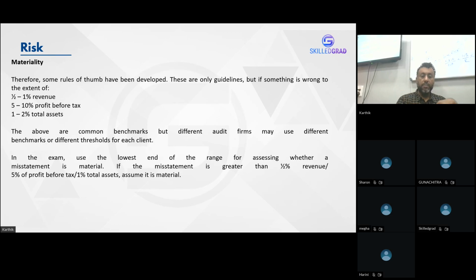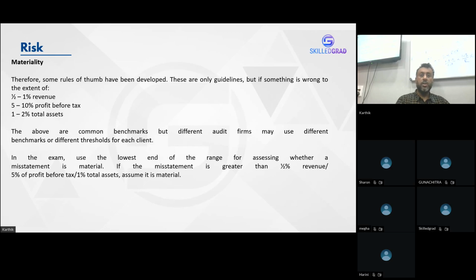Same thing with 5 to 10% of PBT, 1 to 2% of total assets. Same concept. If the reported PBT was 500 crores and, as per the auditor's provisioning, it should have been only 450 crores, it is definitely more than a 5 to 10% difference. Then it is considered to be material. Clear? So for a newer client, I might use 5% as a base. For good, ethical clients, I might still go ahead with 10%.